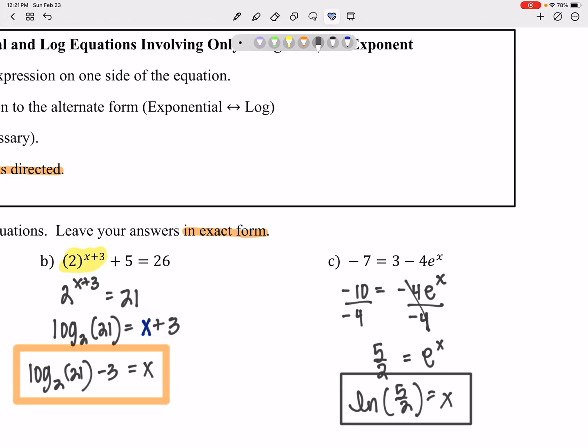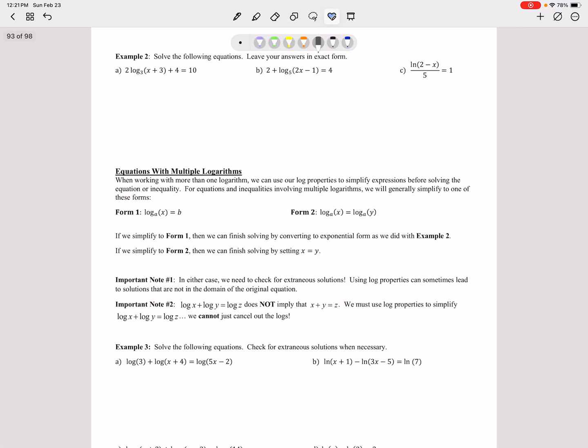Now in the next video, we will be doing example 2.